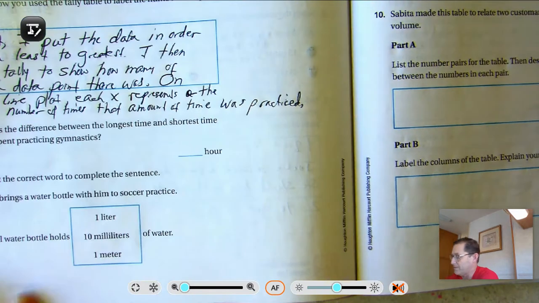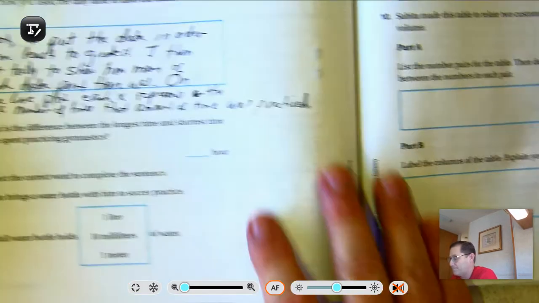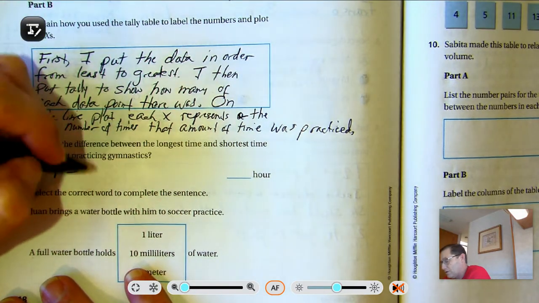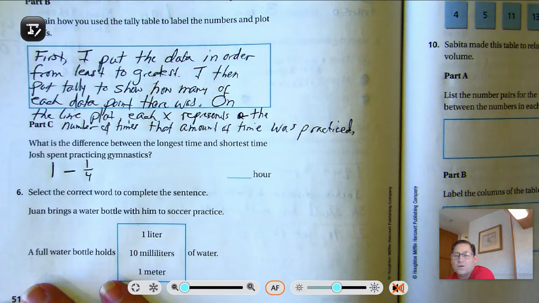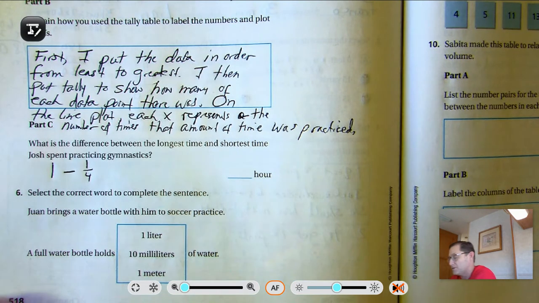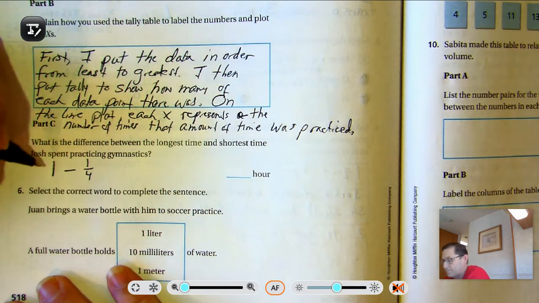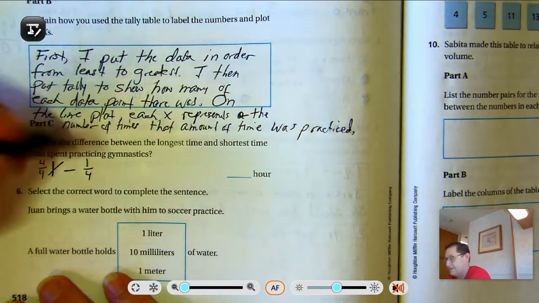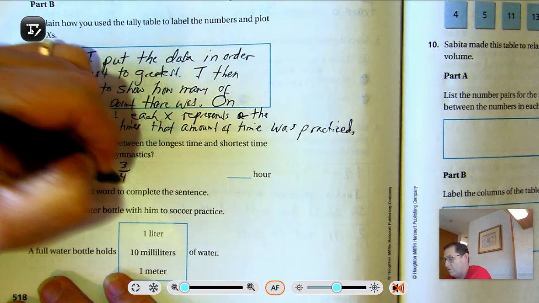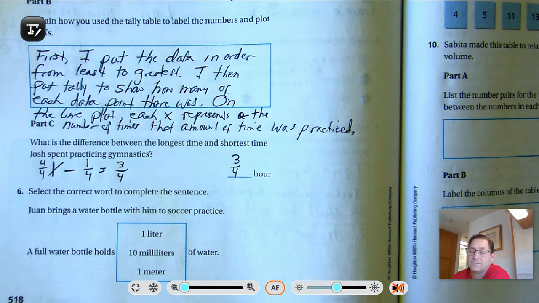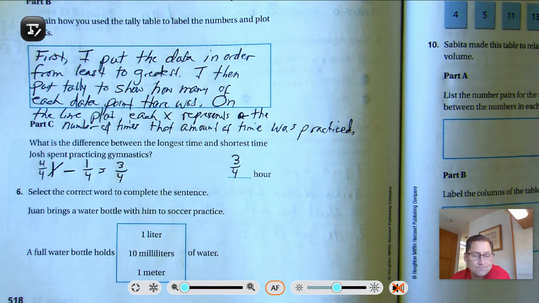What is the difference between the longest time and the shortest time? Well, our longest was 1 hour, and our shortest time was a quarter hour. Every quarter on a clock is 15 minutes. So 1 hour, we can change that to 4/4 of an hour. Take away 1/4, it would be 3/4 of an hour difference, or 45 minutes.